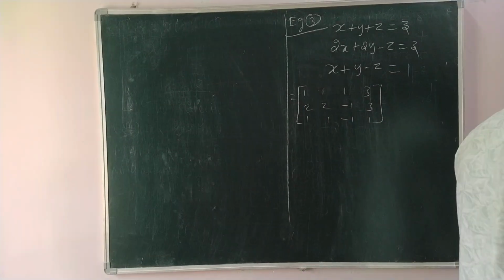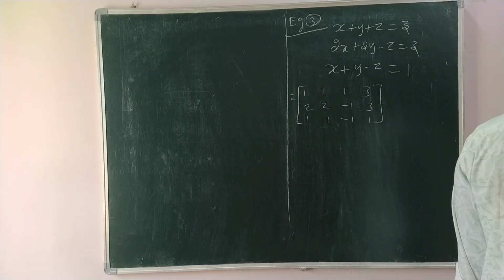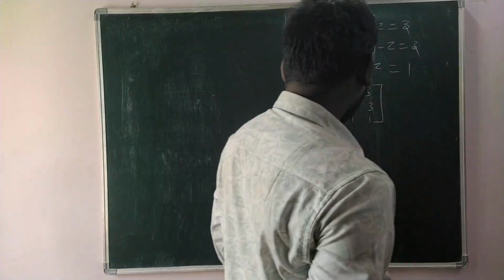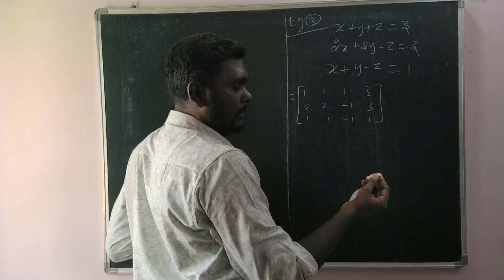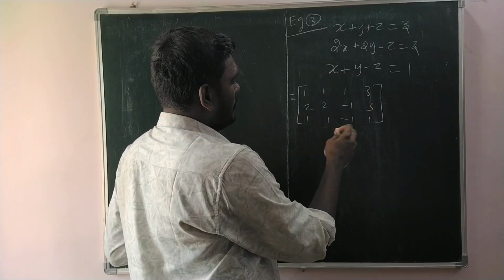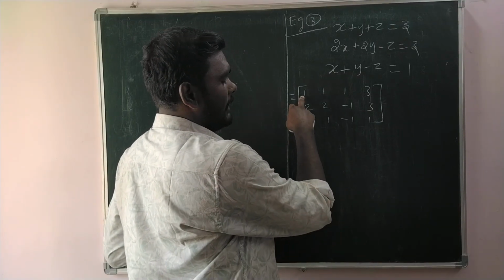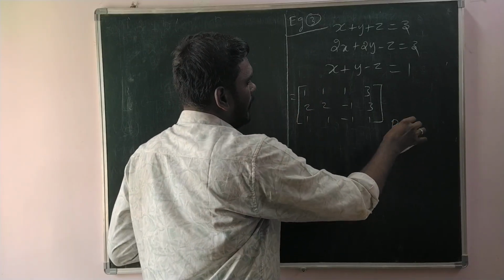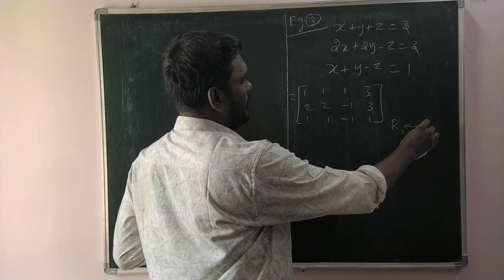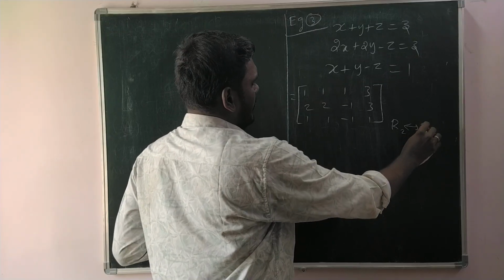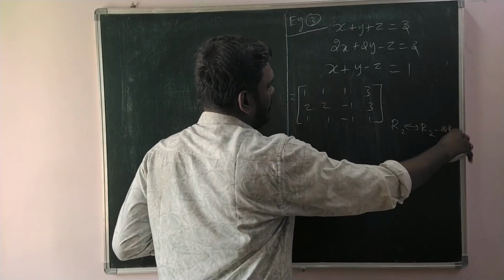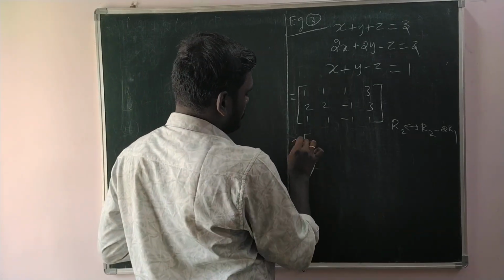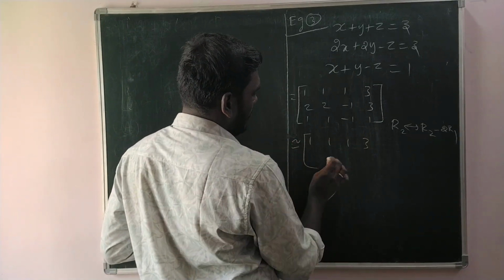Okay, let me check the question is correct. 1 1 1, 2 2 minus 1, 1 1 minus 1 and 3 3 1. Yeah, okay. All right. Now try to get the row echelon form. Echelon form means this place should be 0. Already here 1 is there, it is easy. So I am going to make R2 the result. R2 can be written like what? R2 minus 2 R1.